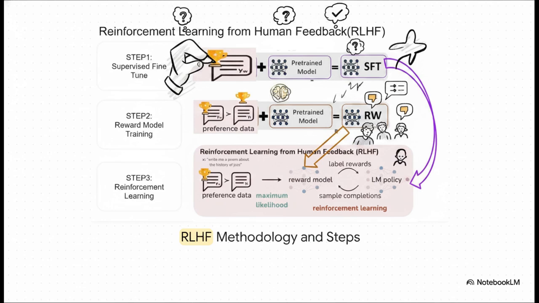Then, in step 3, we let the main language model generate text. But instead of a human checking it every single time, the reward model automatically scores it based on what it learned from those labelers, and the main model updates itself to get higher scores. This methodology allows human preference data to act as an automated, highly scalable reward signal to fine-tune the LLM to be both helpful and truthful.